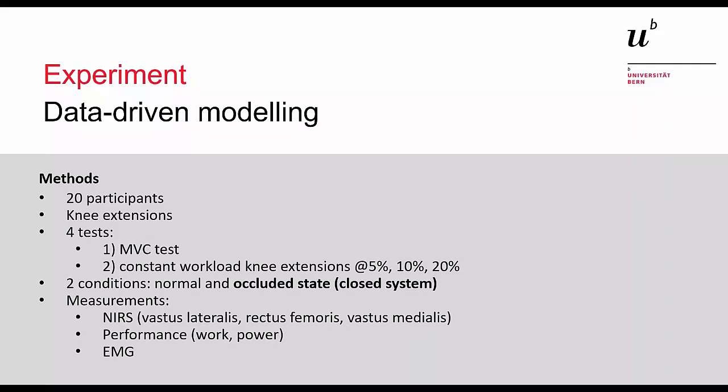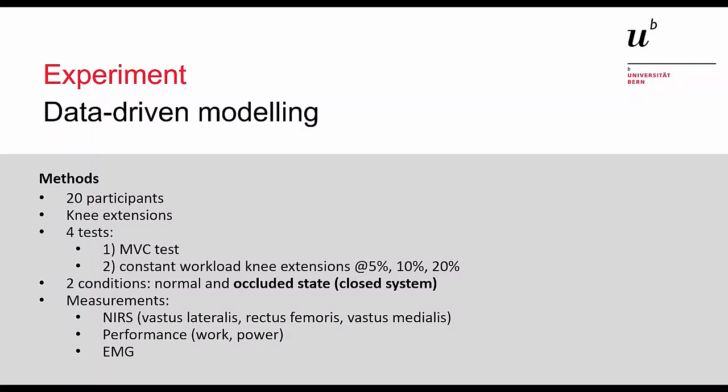And so in order to generate our first models for this, we did a series of different tests, and this is one of the experiments that we did. We took 20 participants, and they did knee extensions, 4 different tests of knee extensions. One was a maximal intensity test, an MVC, and then they did constant workload knee extensions at 5, 10, and 20% of their maximal intensity. And they did all of these knee extensions to failure. This was set up with failure conditions and with a metronome with the same rate of extensions and constant workload.